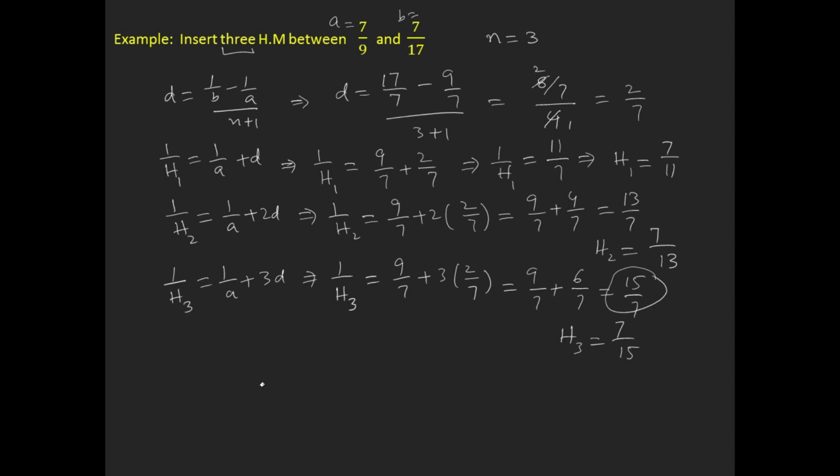So we have found all the three harmonic means which are required, and these are inserted between A and B. So A, H1, H2, H3, and B. What is A? 7 by 9. H1 is 7 by 11, H2 is 7 by 13, H3 is 7 by 15, and B is 7 by 17. So these are the required harmonic means.